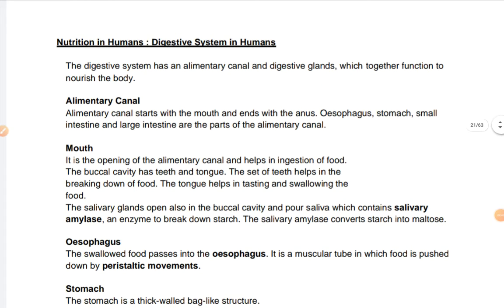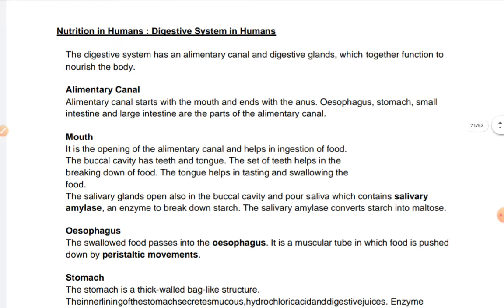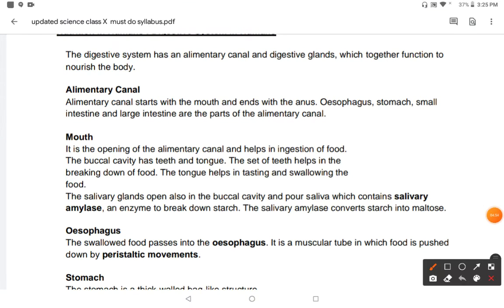Now the next one is nutrition in humans. Nutrition in humans is carried out by the digestive system, which contains an alimentary canal and digestive glands which together function to nourish the body. First of all, what is the alimentary canal? The alimentary canal starts with the mouth and ends with the anus. The esophagus, stomach, small intestine and large intestine are parts of the alimentary canal. So the longest organ in the body is the alimentary canal.